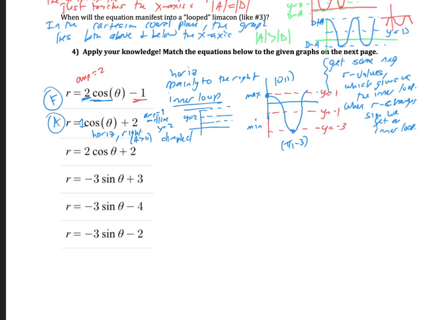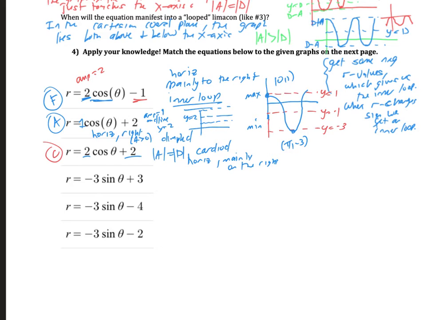2 cosine theta plus 2. It's easy to see if we have a cardioid. When a equals d, the absolute value of a equals the absolute value of d, we have a cardioid. It's not really necessary to graph this one. This is more obvious. So this is a horizontal cardioid, mainly on the right. So let's go to this, this is C.